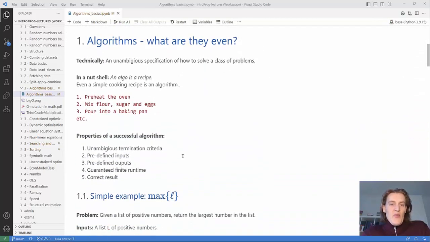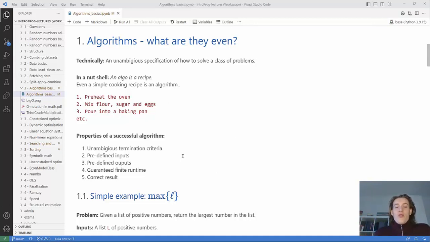So what is an algorithm? A technical definition is an unambiguous specification of how to solve a class of problems. A more layman's term is that it's a recipe. It tells you how you should solve a problem in a very structured and well-defined way. A cooking recipe is a very good analog.